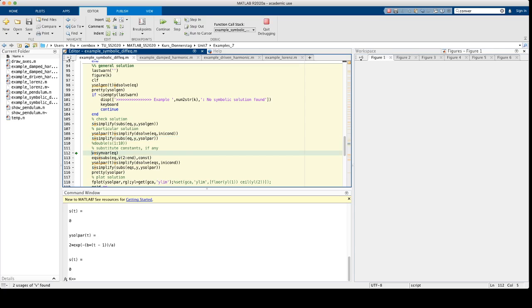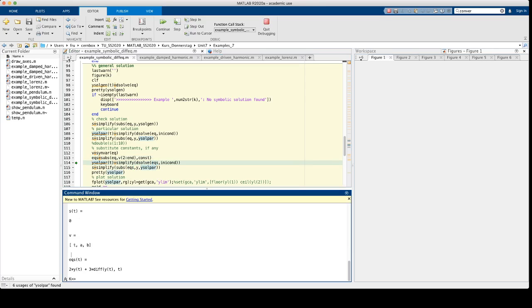Now we look if there are constants which we can substitute by the numbers given in the definition part. So the function symvar gives an array of the symbolic variables that occur in the equation EQ. And now we substitute a and b, which are elements 2 and 3 in this array V, by our constants, and we get now an equation which does no longer contain symbolic constants.